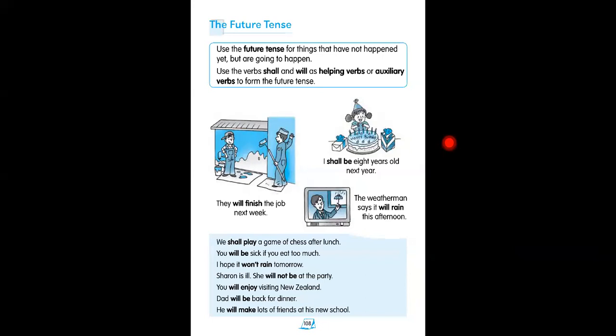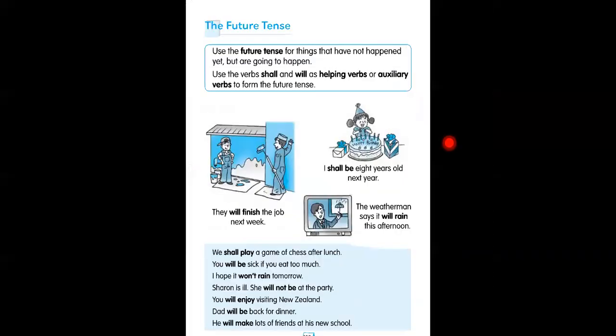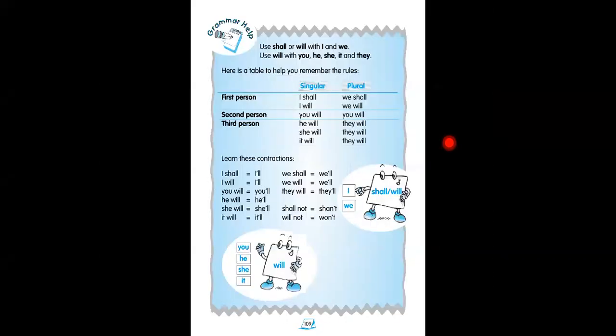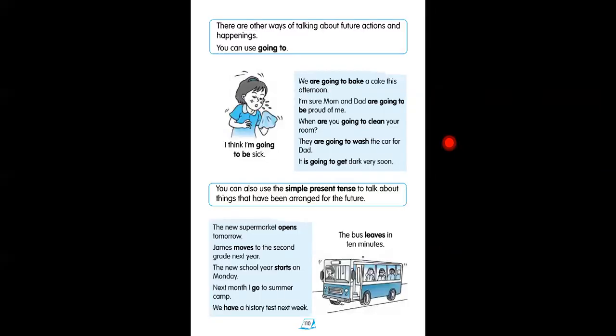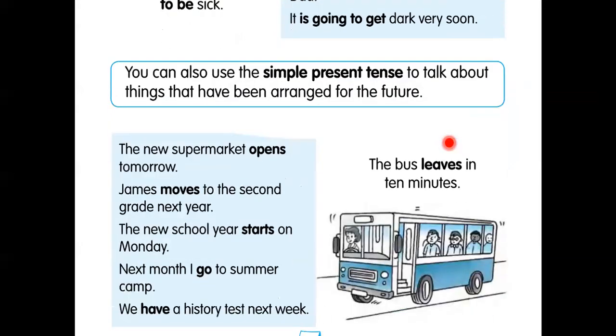Okay. So this is simple future tense. It is not mentioned over here, but the formula is will plus V1 form. Yes, will plus V1 form. Now see over here.